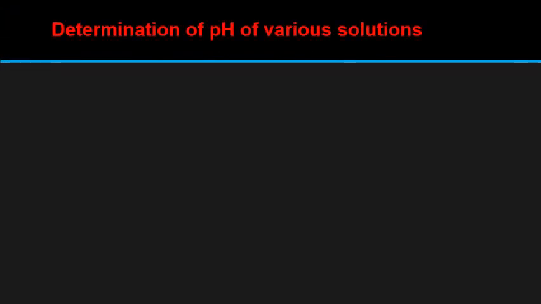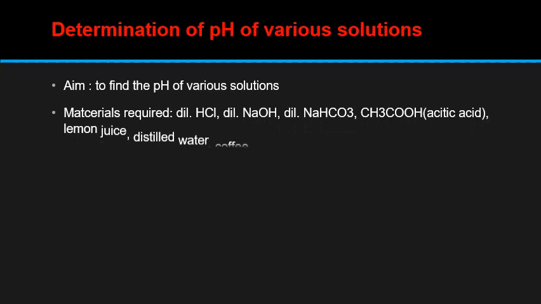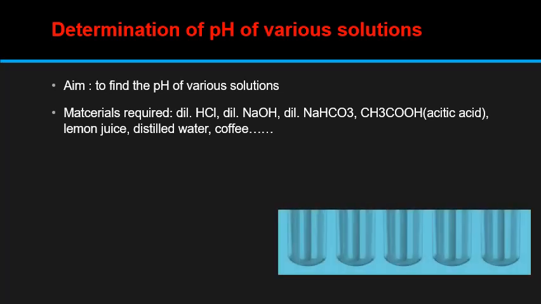Now, how can you determine the pH of various solutions? This is an experiment you have to learn. For any activity, what is the aim of the activity? To find the pH of various solutions. Let us take all the acids and bases: dilute HCl, dilute sodium hydroxide, sodium hydrogen carbonate, acetic acid, lemon juice, distilled water, coffee, etc. These are the materials required. We have to take them in test tubes.